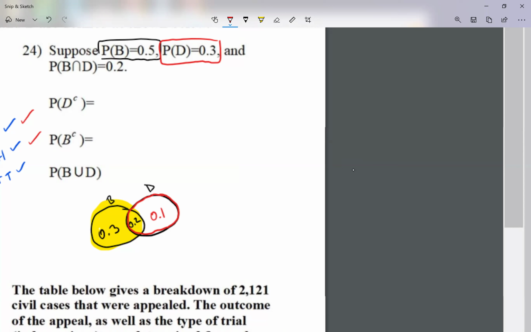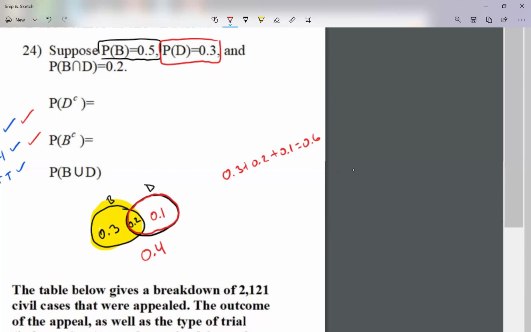Now, what do I get if I add my 3 decimals there? 0.3 plus 0.2 plus 0.1. Isn't that 0.6? But wait a minute, didn't I say that all probabilities combined needed to add to 1? So I'm going to write 0.4 outside of the circles.